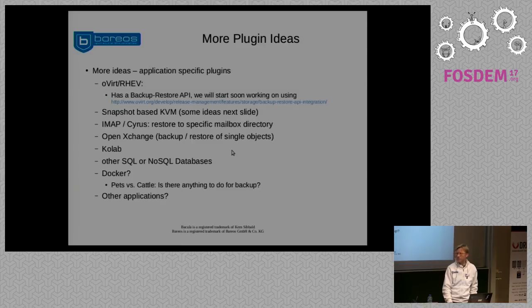And in the end, if we have some minutes left: we already have a VMware plugin which is written in Python, that was mentioned in another talk already. We will start soon working on a plugin which makes use of the backup restore API in oVirt. We have had a very excellent talk about incremental backups in QEMU, so this is also something that could be interesting to implement using a Python plugin.